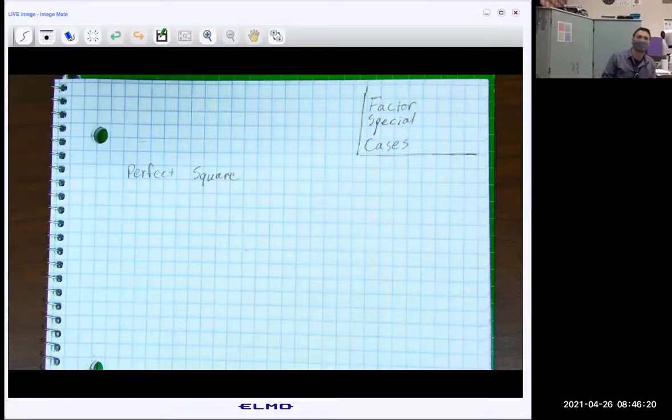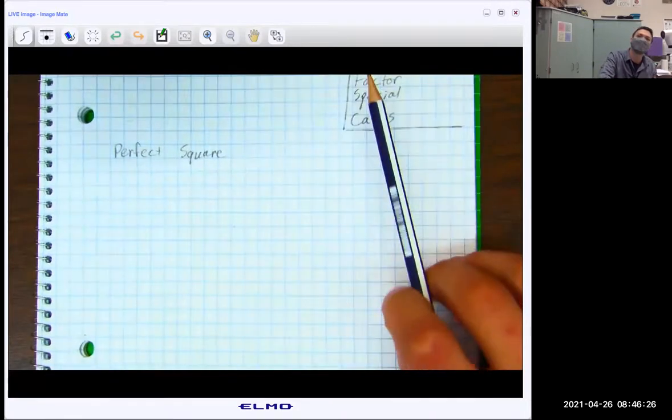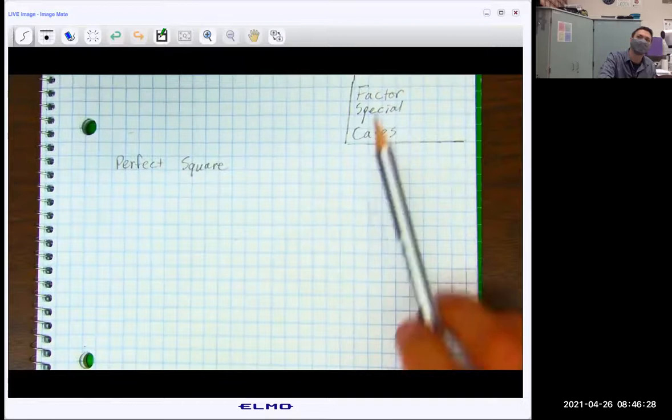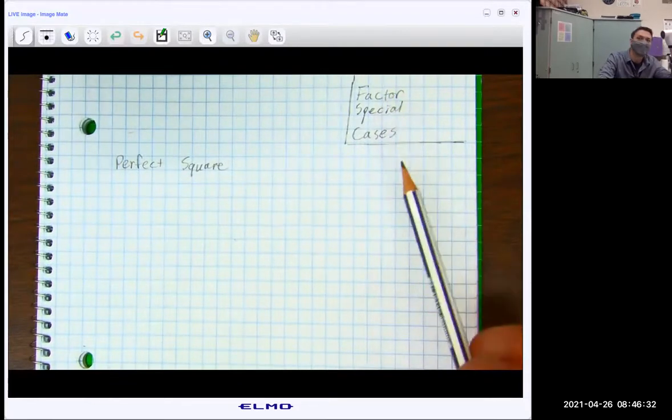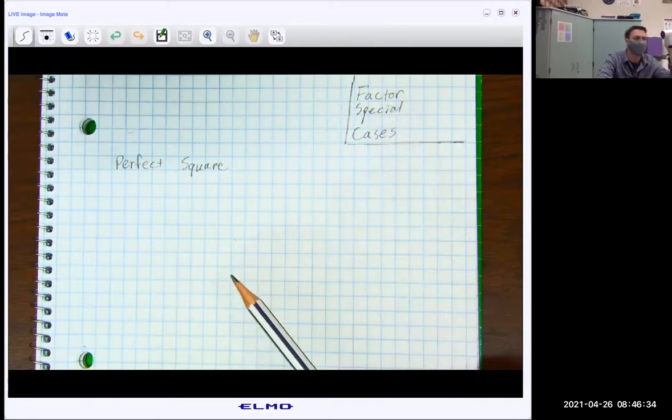And the first one we're going to talk about is a perfect square. So this is what you need to have written in your notes then. So we're still talking about factoring, and we're going to use the three methods we know. But in this case, we're going to see some special cases, some things that are going to look a little bit weird and different.